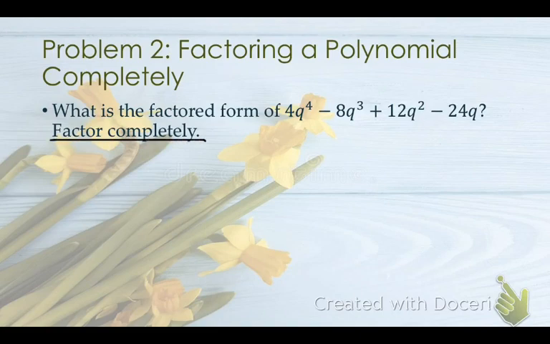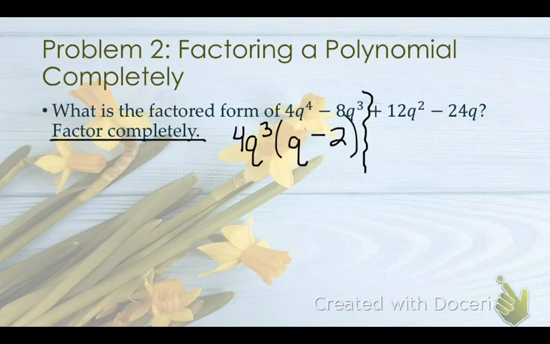Again, we are factoring completely. So I am going to go ahead and start off by splitting the problem in half like we have been, and I'm going to factor it to the best of my ability. So 4q to the 4th power minus 8q to the 3rd power. I can factor 4q cubed out of both of those, and when I do that, I end up with q minus 2.